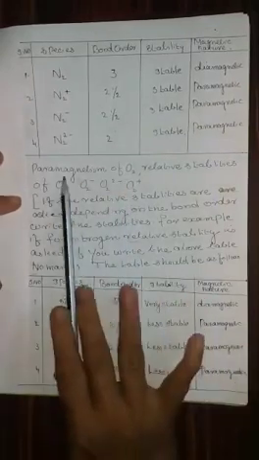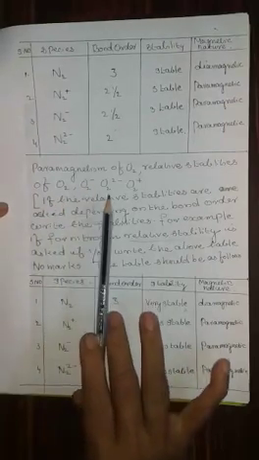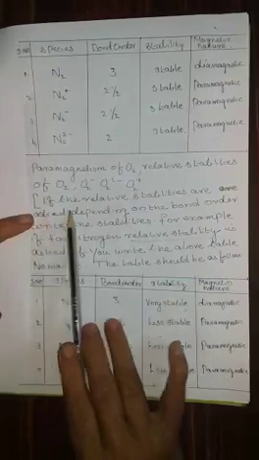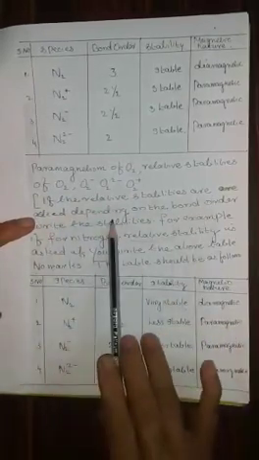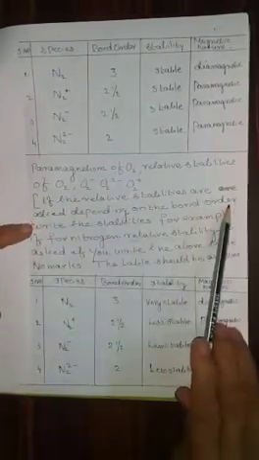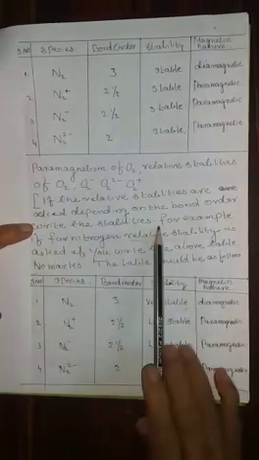Now, please refer to the syllabus. After nitrogen, oxygen is given: paramagnetism of oxygen, relative stabilities of O2, O2 minus, O2 2 minus, O2 plus. If the relative stabilities are asked, write the stabilities depending on the bond order.